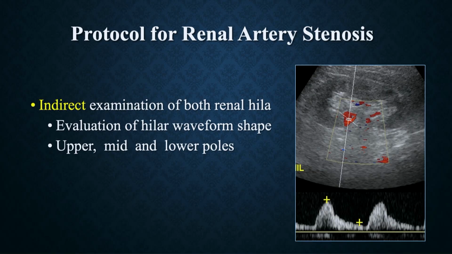When we do the indirect exam, we're placing the sample volume in the hilum at the segmental branches, looking at the waveform shape. Remember the normal renal artery waveform: rapid systolic upstroke, continuous forward diastolic flow. These are abnormal. There's a slow rise to peak, and we call this a tardus parvus waveform. It indicates there's an inflow abnormality.